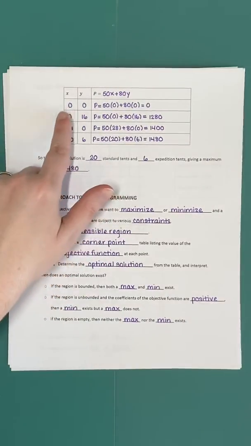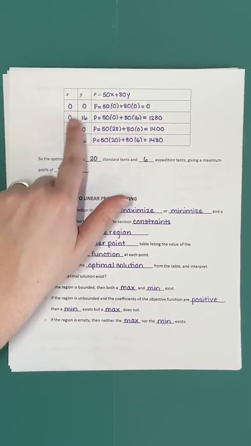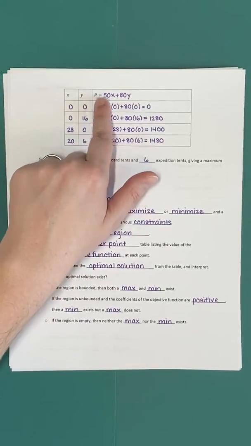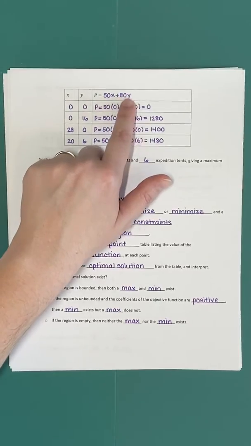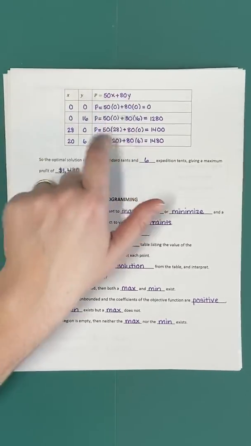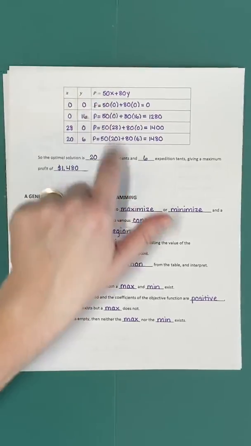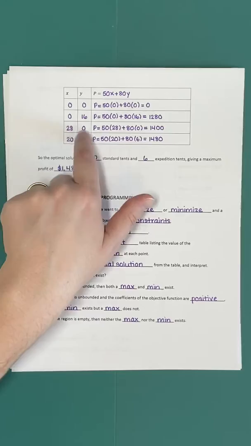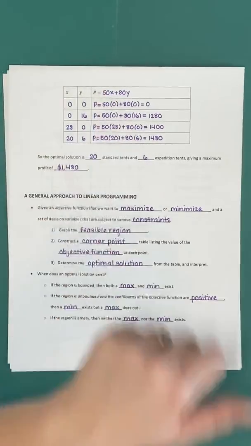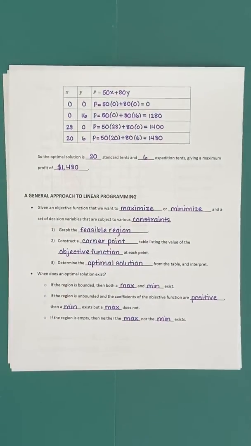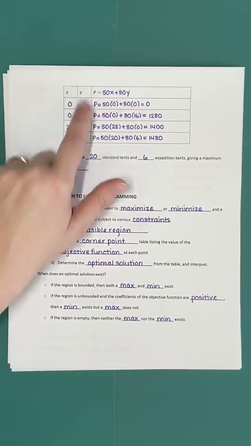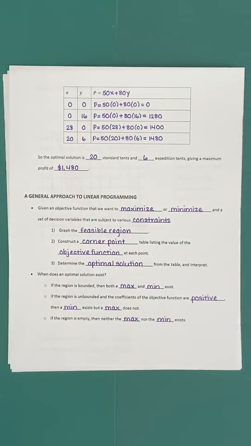So our corner points again were 0, 0, 0, 16, 28, 0, and 20, 6. My profit function was 50x plus 80y. So my goal is to find the combination of these values that makes P as large as it can be. So I'm going to take each of these combinations and plug them into my profit function, which will tell us what the profit would be if that's how many items we make. Because remember, X is how many standard tents we're making, Y is how many expedition tents we're making.